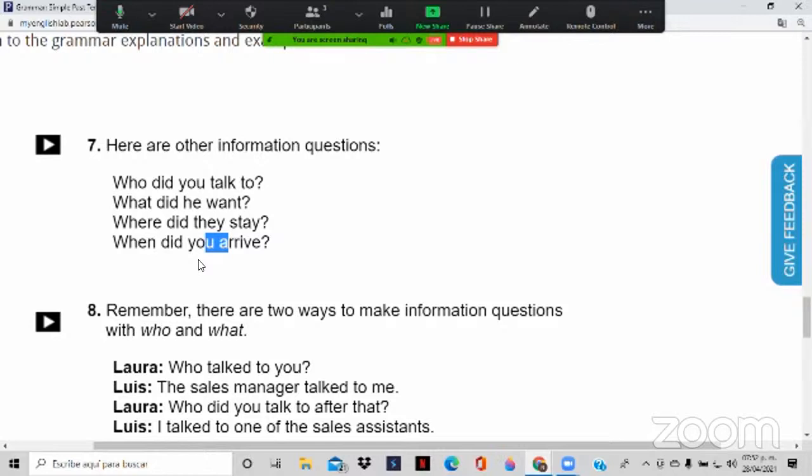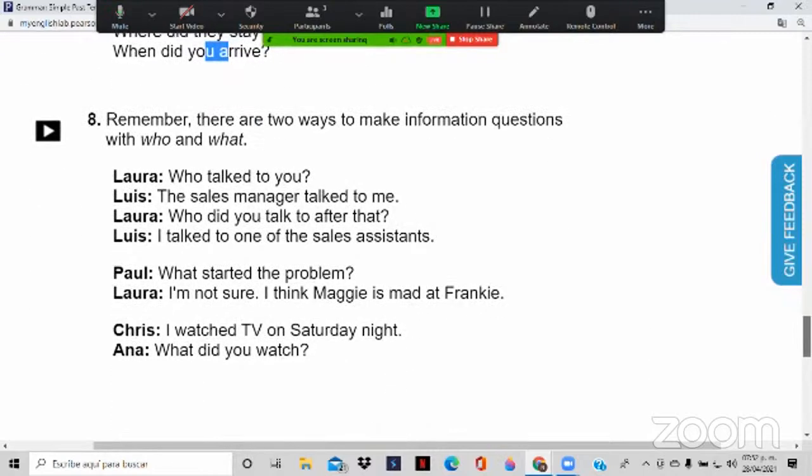When did you arrive? ¿Ok? Si queremos ser más claros, when did you arrive? Pero la forma más en español, en México, corrida, es decir, fluently, sería when did you arrive? Good. Number 8. Número 8.